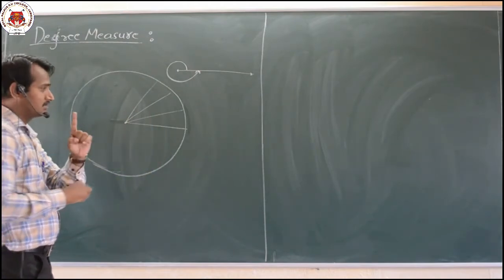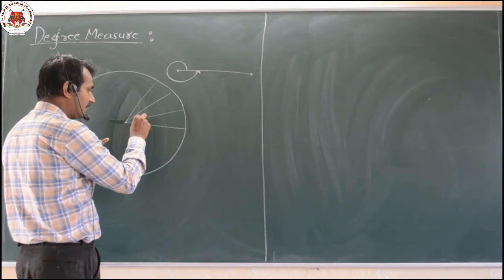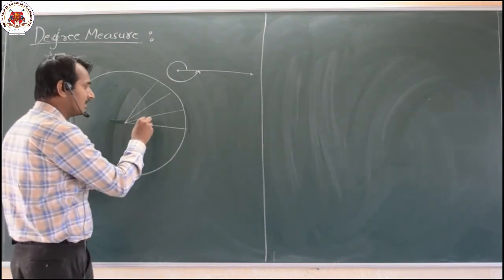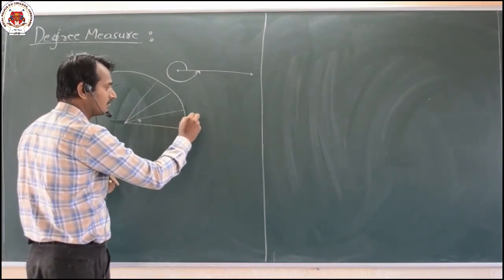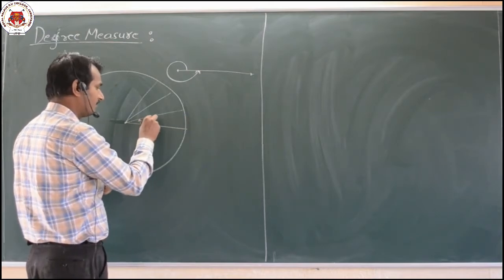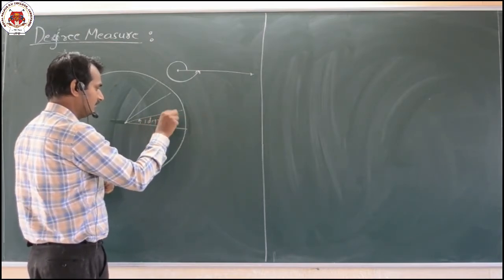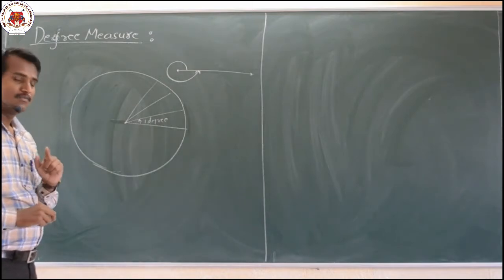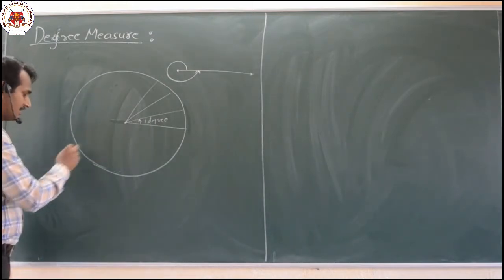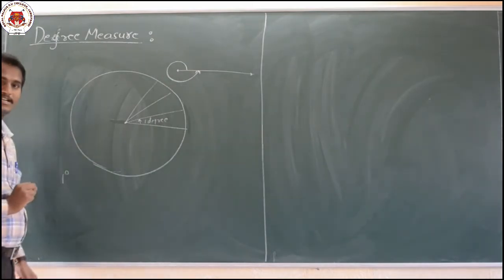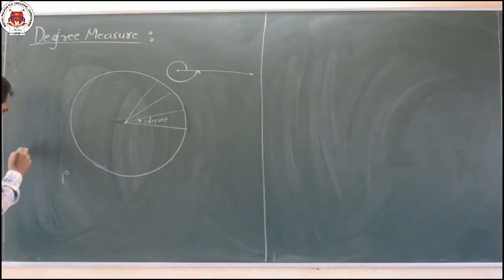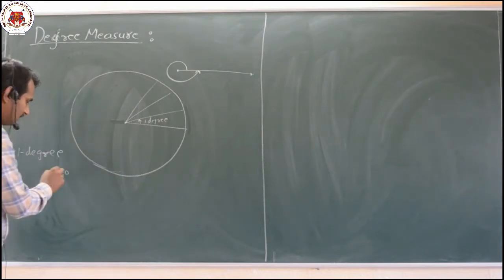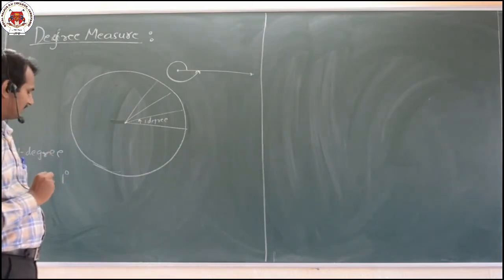One such part is said to be 1 degree, and it is denoted by 1 degree. We write it as 1 with a small circle on top, 1 to the power of 0.